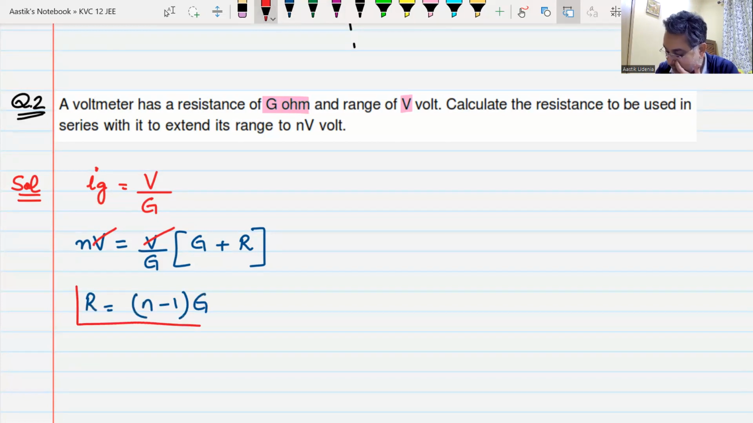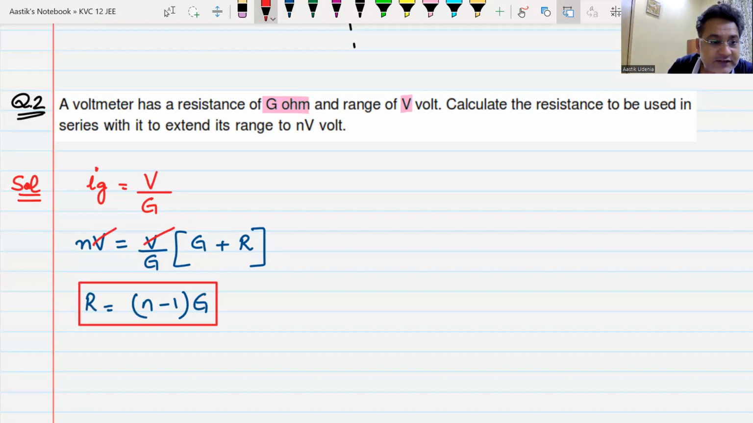And that is the value of the resistor that you have to put to raise the range of this voltmeter from V to N times V. Everyone has understood this. Remember, any one of these questions would appear in one of your papers, in one of your attempts.